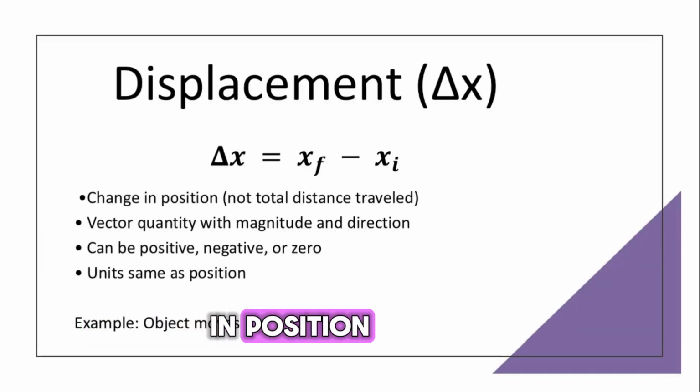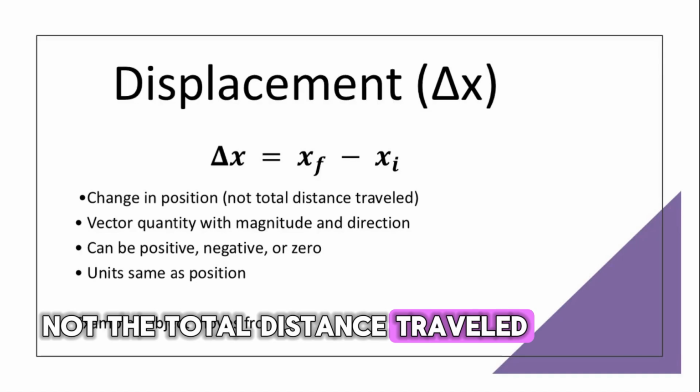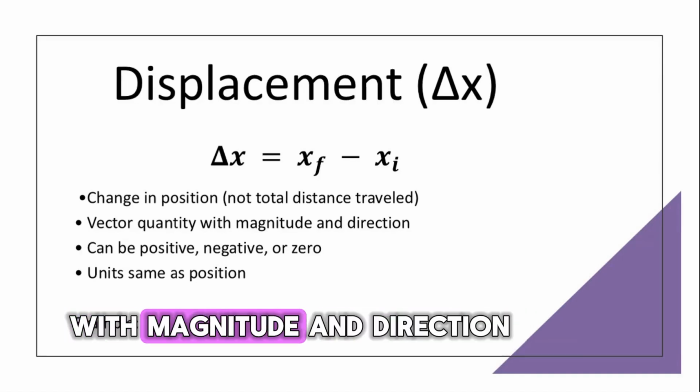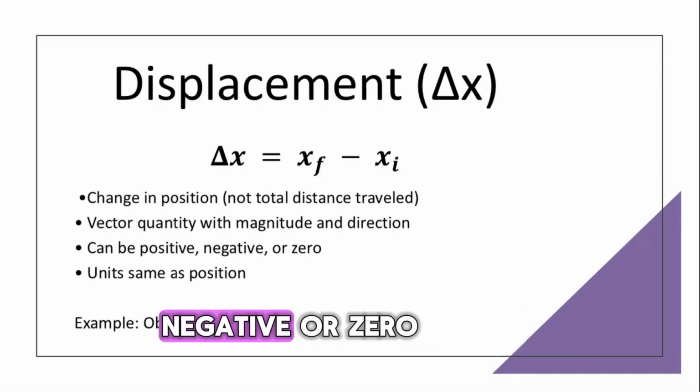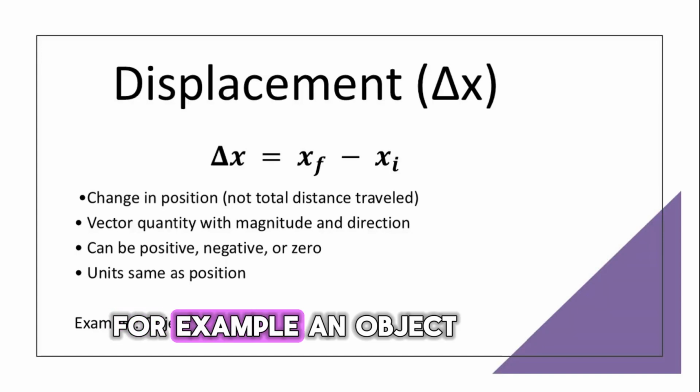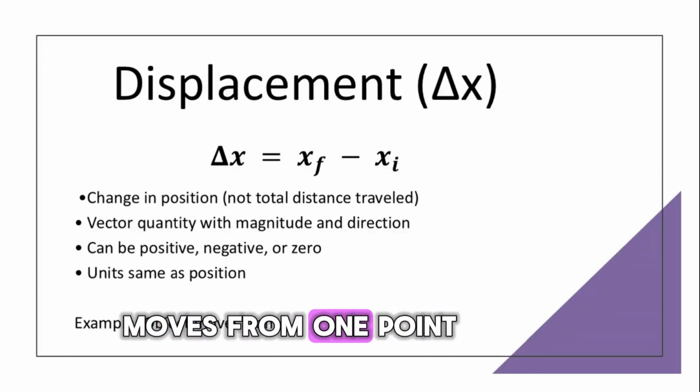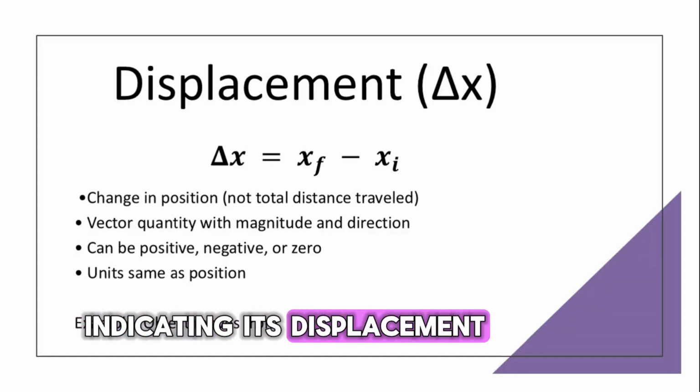Displacement is the change in position, not the total distance traveled. It's a vector quantity with magnitude and direction and can be positive, negative, or zero. For example, an object moves from one point to another, indicating its displacement.